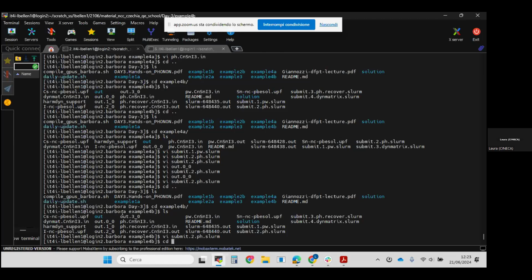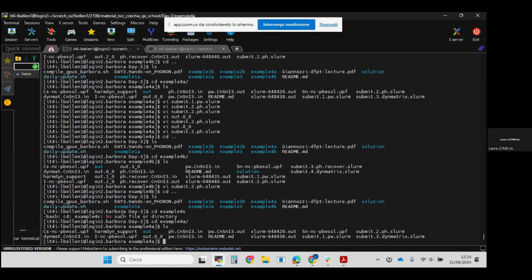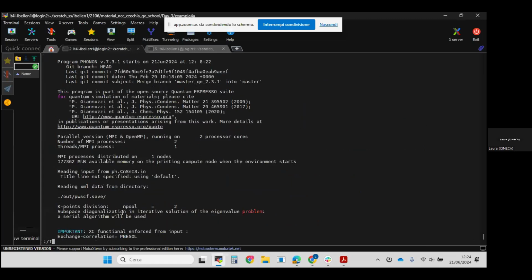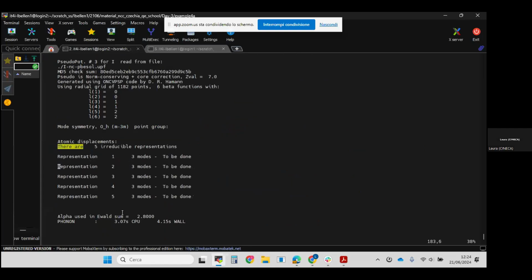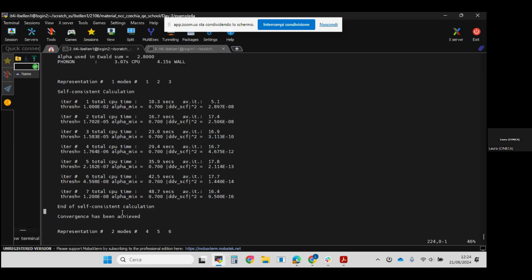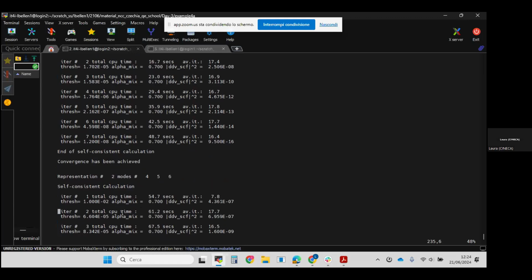Sorry, let's check before what happens if I don't use images, like in the normal case, or here. If you look for the irreducible representations, you can see that this system has 5 irreducible representations. So now I can, of course, use up to 4 images, because this simulation is doing one self-consistent run up to convergence for each irreducible representation independently.